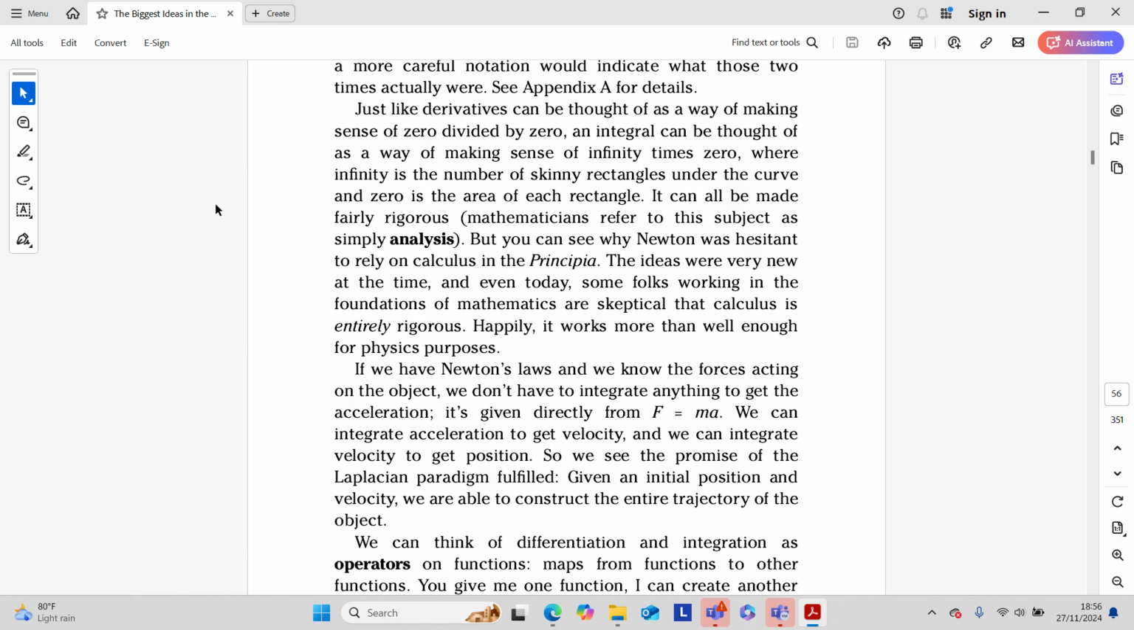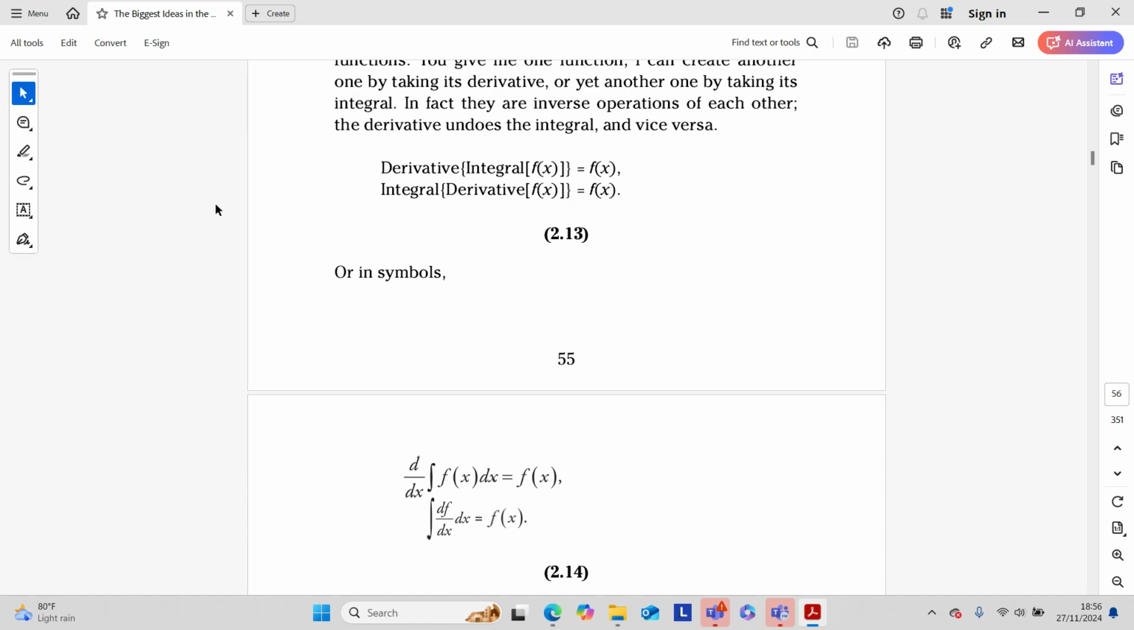We can think of differentiation and integration as operators on functions, maps from functions to other functions. You give me one function, I can create another one by taking its derivative, or yet another one by taking its integral. In fact, they are inverse operations of each other. The derivative undoes the integral and vice versa. The derivative of the integral of f(x) equals f(x), and the integral of the derivative of f(x) equals f(x). Or in symbols, d/dx of the integral of f(x) dx equals f(x), and the integral of df/dx dx equals f(x).